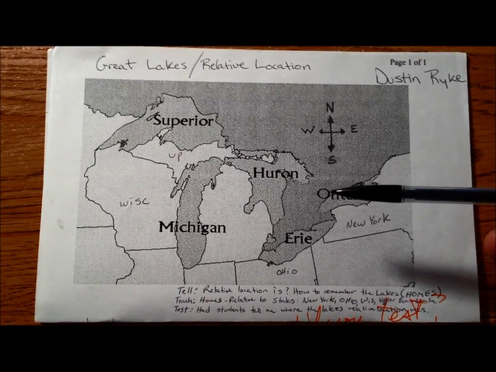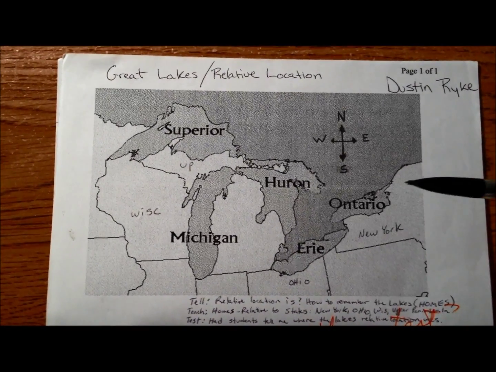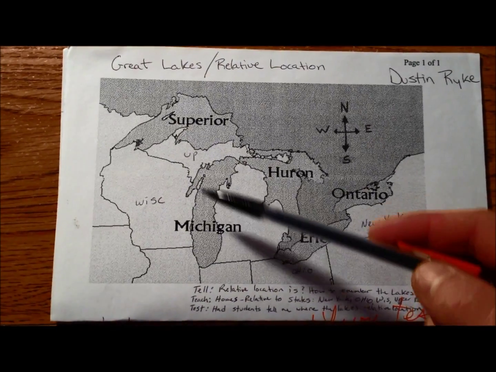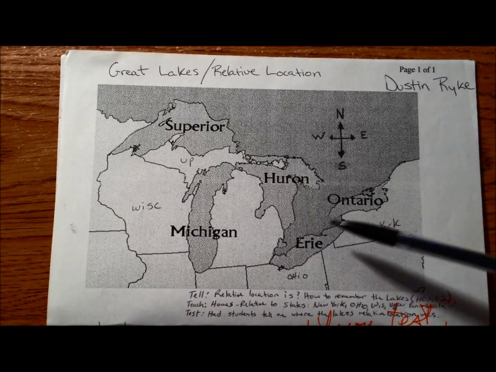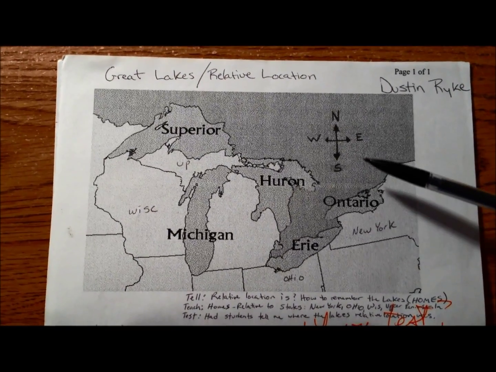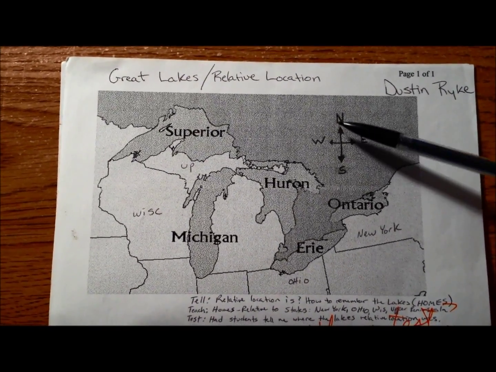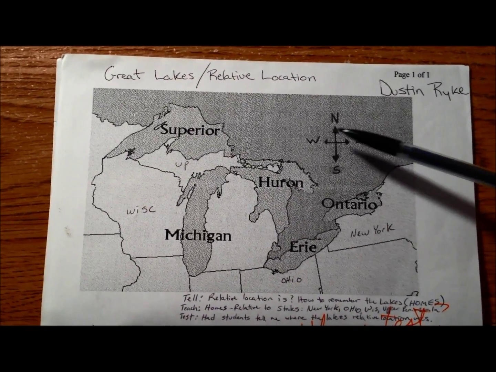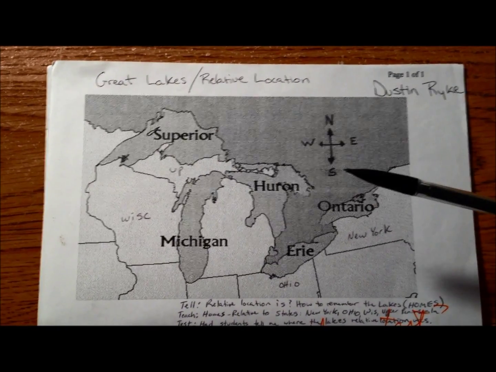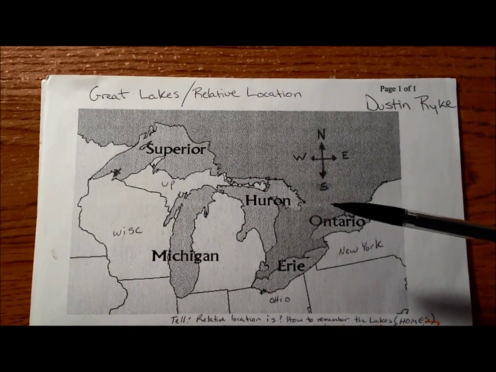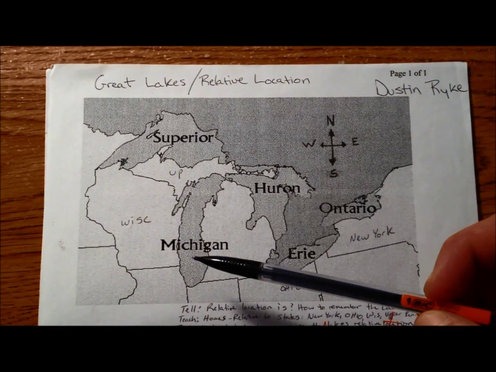So here's our map of the five Great Lakes, which are Lake Michigan, Lake Superior, Lake Huron, Lake Erie, and Lake Ontario. And we're going to be using this compass right here, north, east, south, west, to determine the relative location of each lake. So the first thing we're going to do is take a look at Lake Michigan.